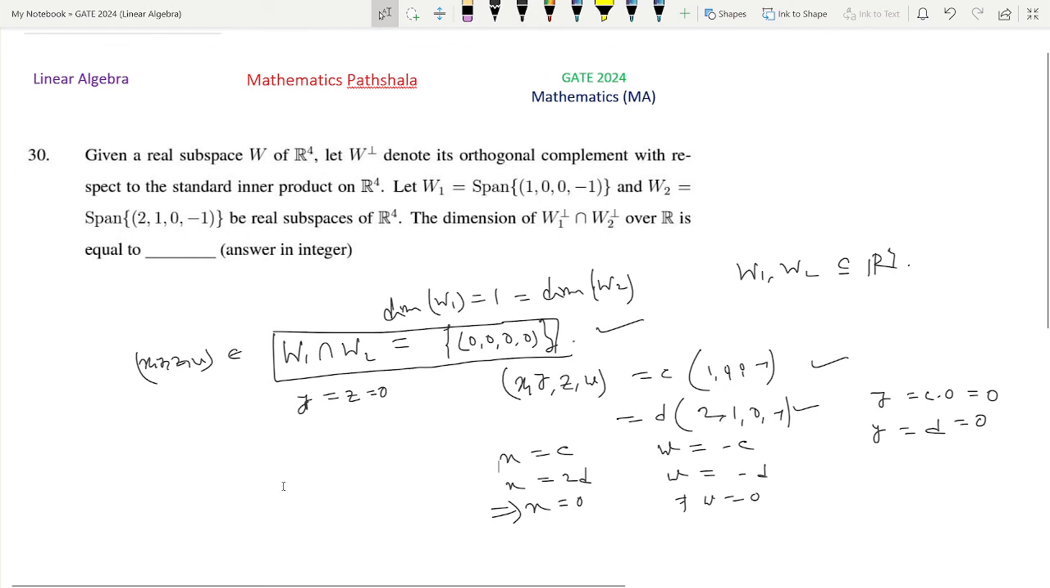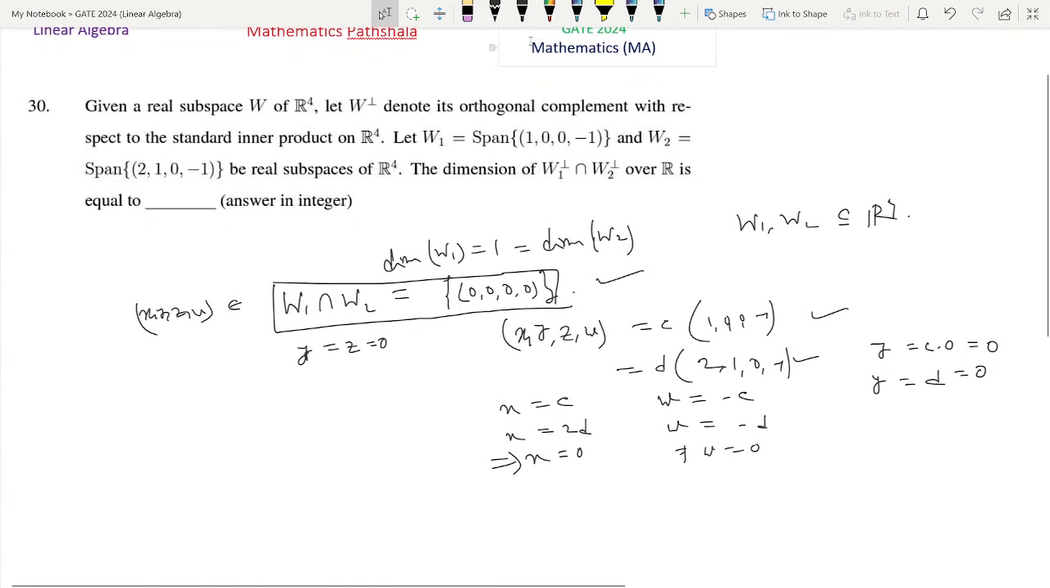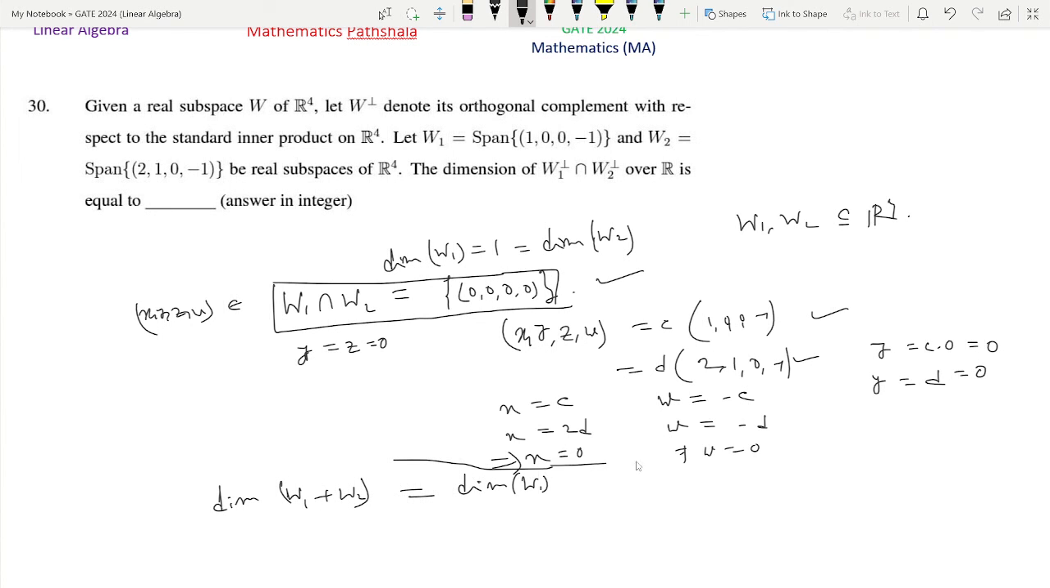Now we can find the dimension of the subspace W1 plus W2. We have a standard result that this will be equal to dimension W1 plus dimension W2 minus dimension of W1 intersection W2. So this will be 1 plus 1 minus 0, which is equal to 2.